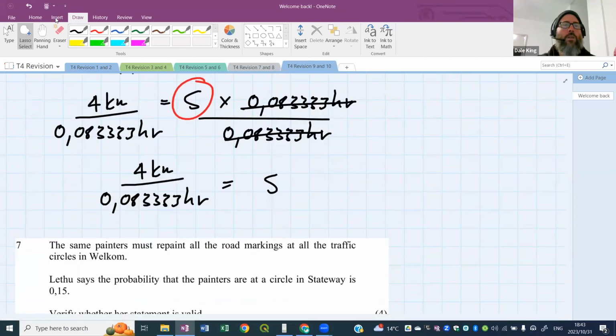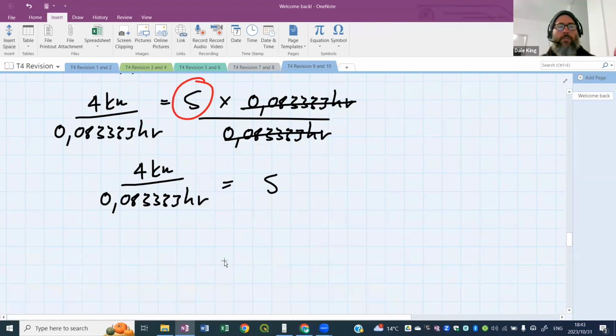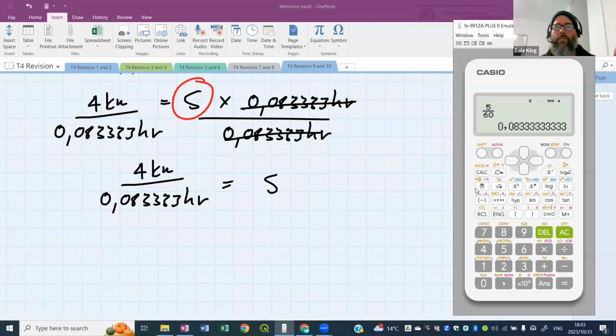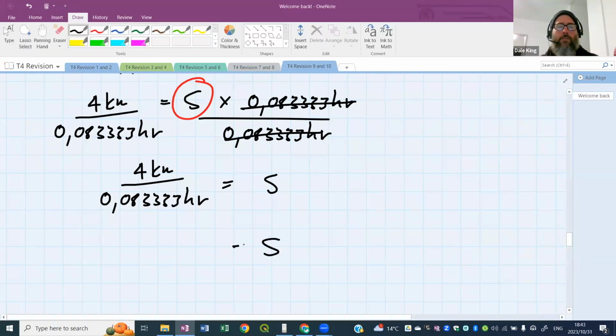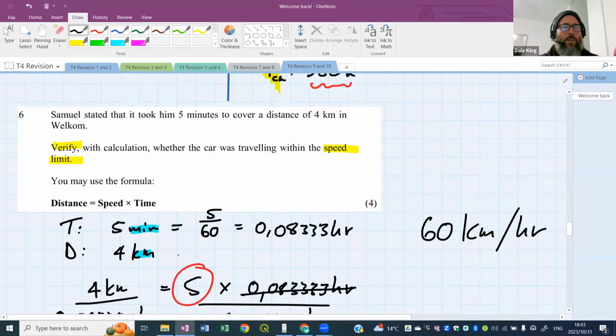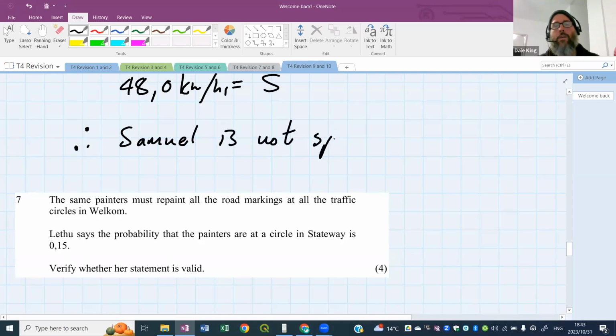Is this person speeding? Remember, it can't go over 60. It equals 48 kilometers per hour. All right, so they're not speeding. Let's go back to the question. It says Samuel. All right, his name's Samuel. So therefore, Samuel is not speeding.